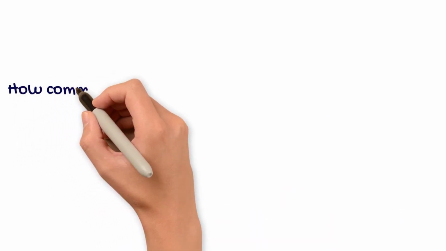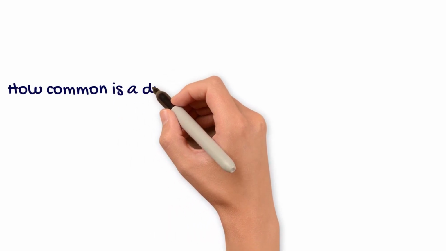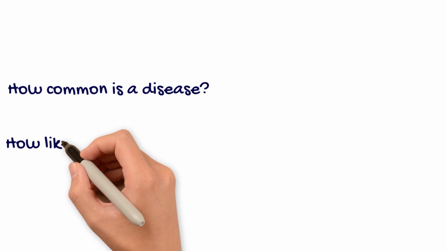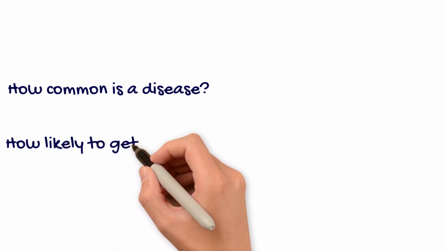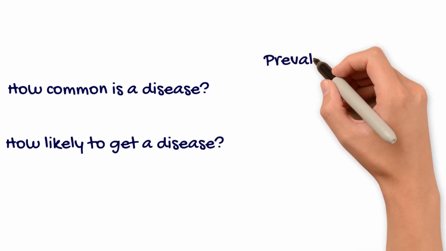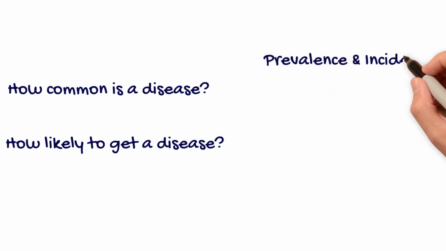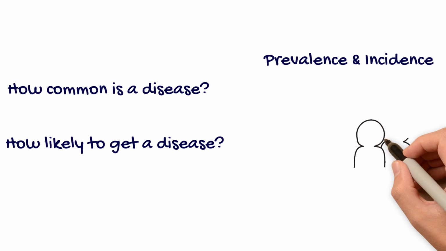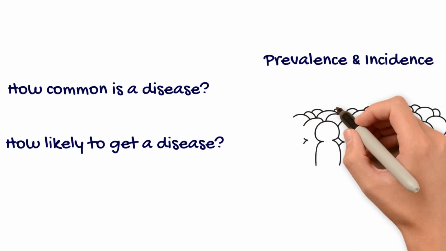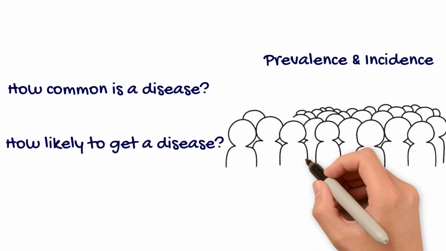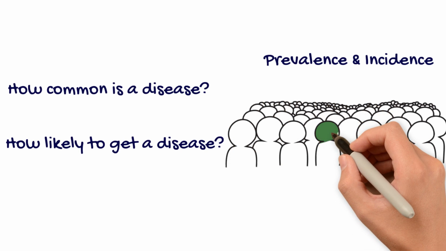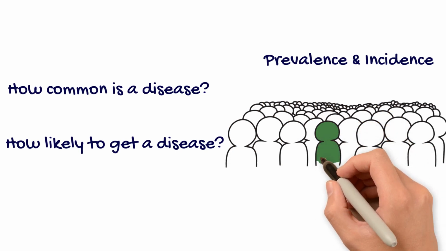Have you ever wondered how common a disease is in a population, or how likely it is for someone to get that disease? That is where prevalence and incidence come in. There are two measures used to understand the occurrence of a disease in a population. While they are related, prevalence and incidence capture different aspects of disease occurrence.